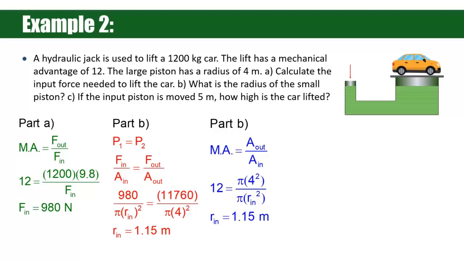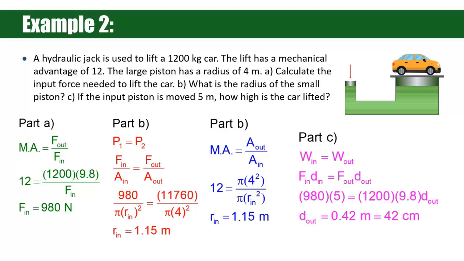This time, let's look at the concept of work, and so we're making an assumption that this machine is 100% efficient. And if it's 100% efficient, that means the work input is going to equal the work output. So the force in is 980, the distance in 5 meters, and we are calculating the output distance, and that turns out to be 0.42 meters. One thing I always kind of do to check my answer is to make sure that the input distance, 5, turns out to be greater than the output distance.